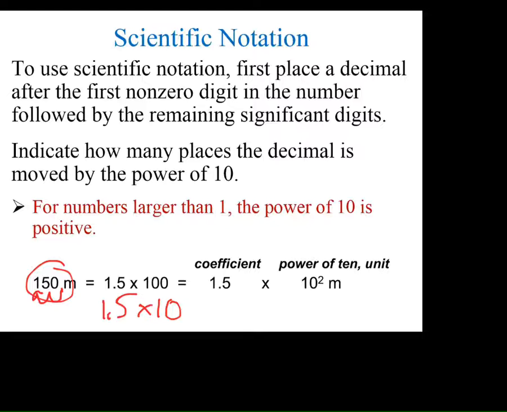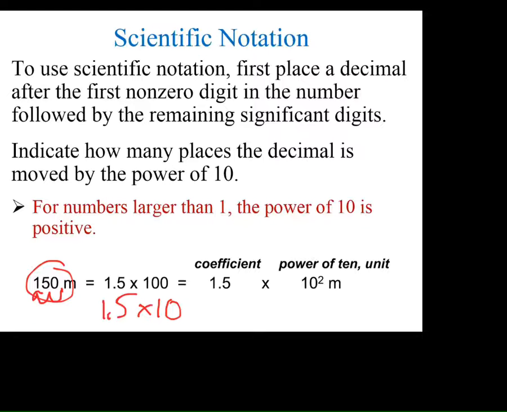Does that make sense? Okay, so if I have 150, I want to get this times 10 to the something. Well, the decimal was really there, right? It's not shown, so it has to go 2 places to get to here. So it's 10 to the 2. It had to move 2 places, because 1.5 times 10 twice is the same as 150. All this is a shorter way of writing 150.